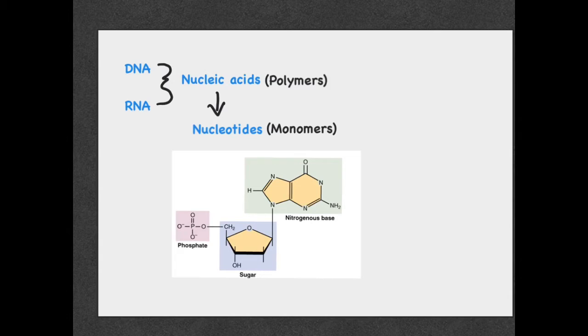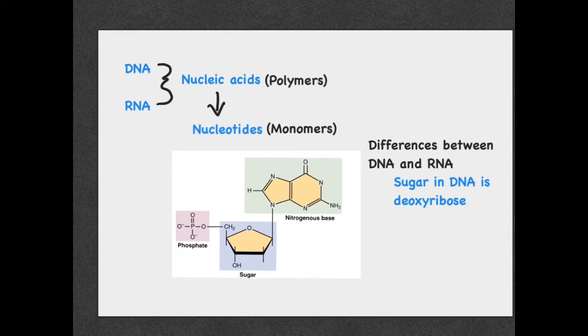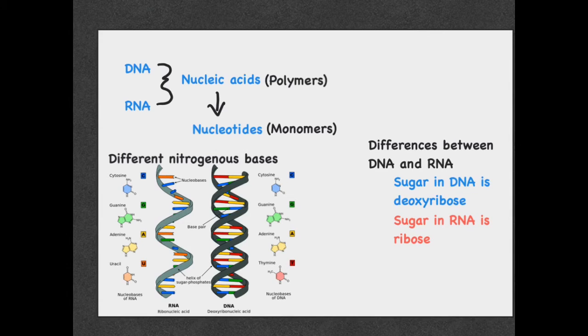Now, both DNA and RNA are nucleic acids that are composed of these nucleotides, but they do have a couple of differences. One of them is that the sugar in DNA is deoxyribose, while the sugar in RNA is ribose. Another difference is in their nitrogenous bases. DNA has cytosine, guanine, adenine, and thymine as nitrogenous bases, while RNA has cytosine, guanine, adenine, and uracil.